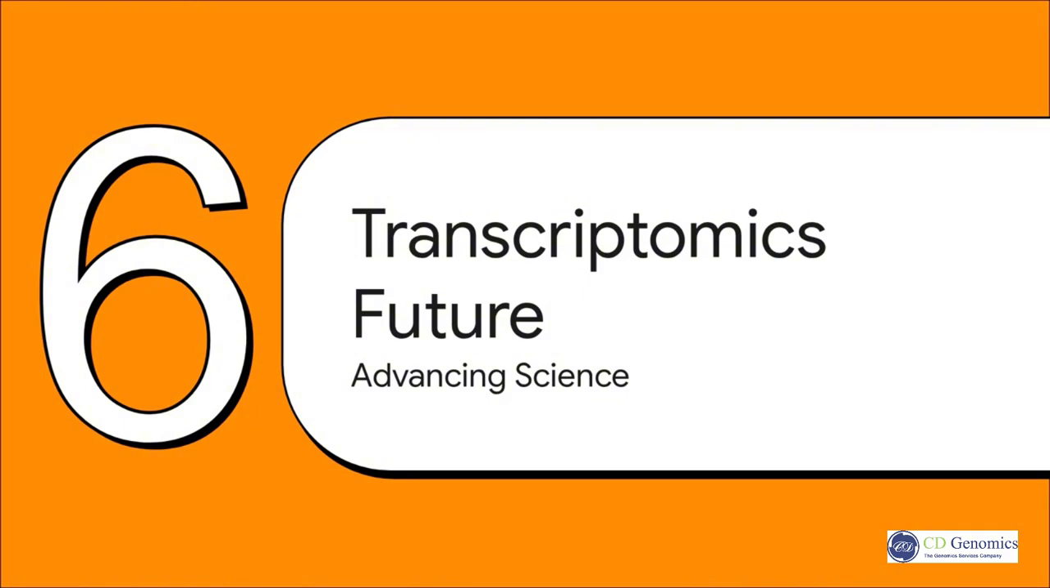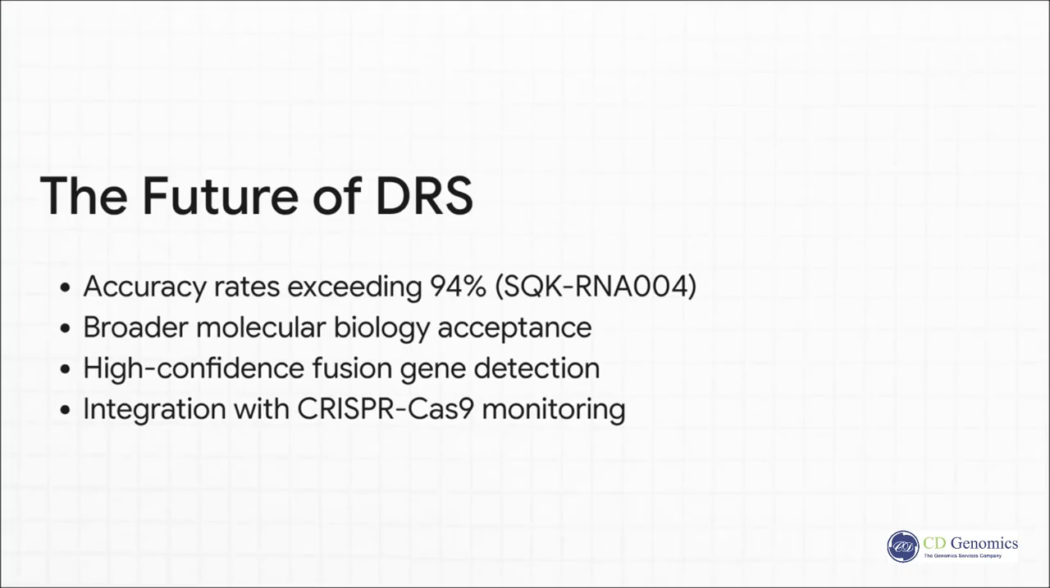Finally, Part 6, the future of transcriptomics research and how this is advancing science. Things are moving incredibly fast right now. With recent chemistry iterations, accuracy rates are exceeding 94%, and base call accuracy is pushing past 99%. We're officially entering a golden age for investigating complex transcriptomes. We're talking high-confidence fusion gene detection, understanding alternative splicing on a deeper level, and even integrating this with CRISPR-Cas9 to monitor precise transcriptomic changes from genetic interventions.